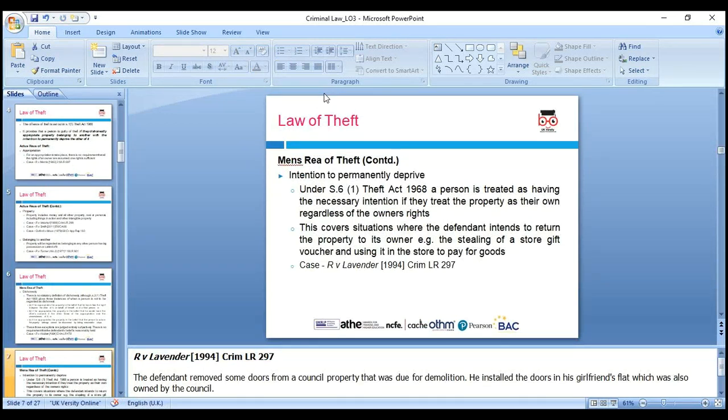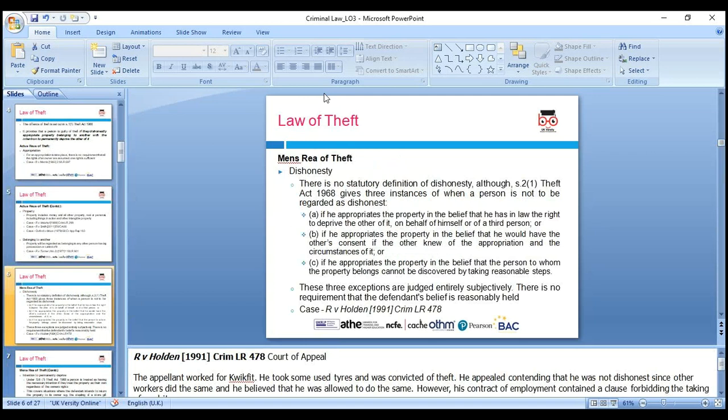Of course, here, intention to permanently deprive. Under Section 6 of the Theft Act, a person is treated as having the necessary intention if they treat the property as their own, regardless of the owner's rights. This goes with the situation where the defendant intended to return the property to its owner, such as stealing to sell store gift vouchers. So we need to look around.